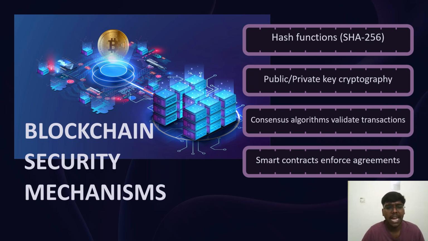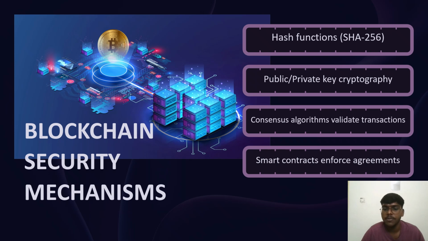There are more mechanisms like this, but we are focusing on the main four mechanisms. Hash function. You might have heard of SHA-256. A hash is like a digital fingerprint of data. Even if you change one single character in a document, the hash changes completely. This makes tampering easily detectable.